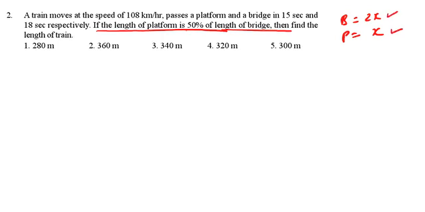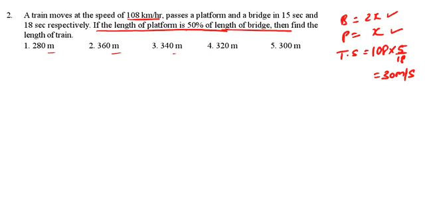Now what is train speed? It is 108 km per hour and the answers are in meters. So convert 108 into meter per second. That will give 30 meter per second. This is the speed of the train.